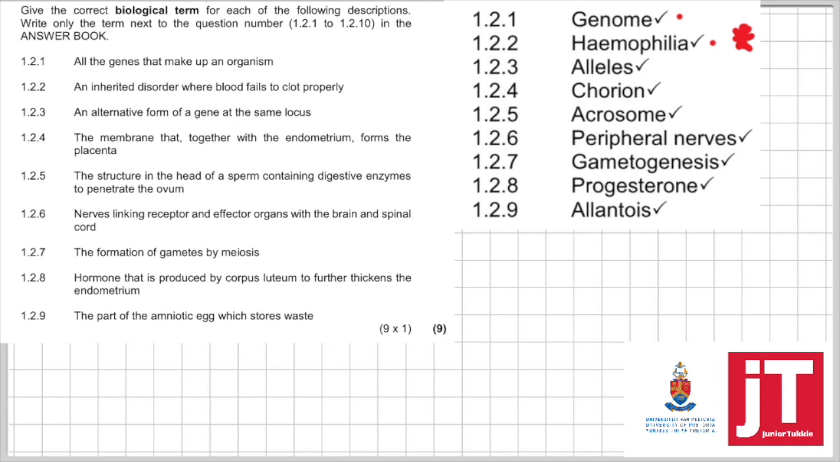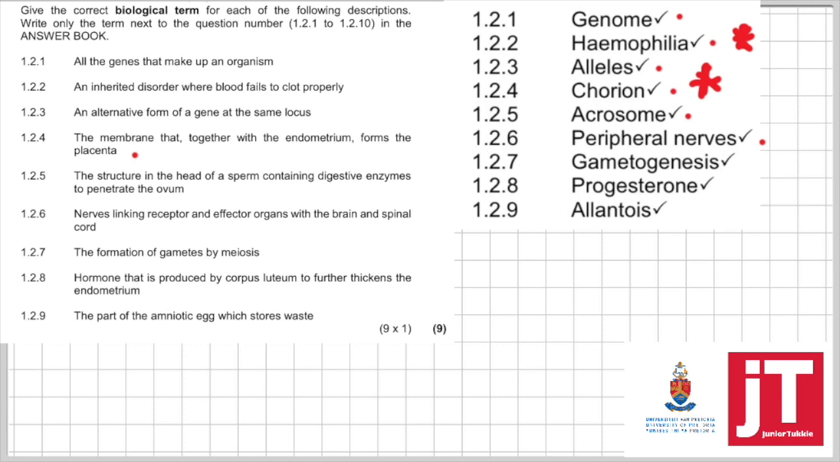1.3. An alternative form of a gene that has at the same locus, that we know is an allele. 1.4. The membrane that together with the endometrium forms the placenta, that we know the membrane is the chorion. Again, note the spelling. 1.5. The structure in the head of the sperm that contains digestive enzymes to penetrate the ovum, acrosome. 1.6. Nerves linking receptor and effector organs with the brain and the spinal cord, that will obviously be peripheral nerves.